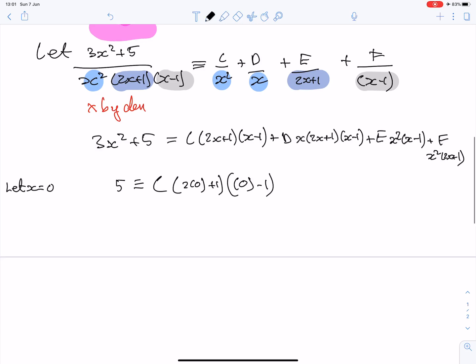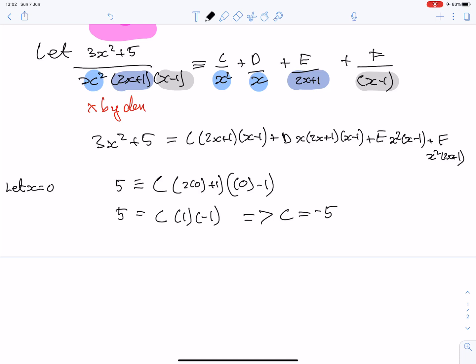Okay, so when we work that out, we've got 5 equals C times 2 times 0 is 0, plus 1 is 1, and 0 minus 1 is minus 1, implies C equals -5. So we've got one of the 4. What else looks a good value of x to pick?